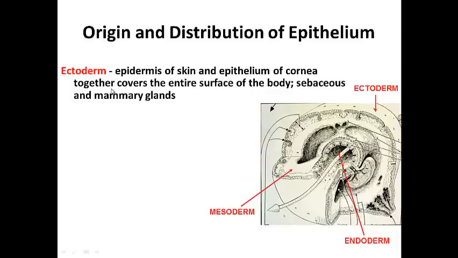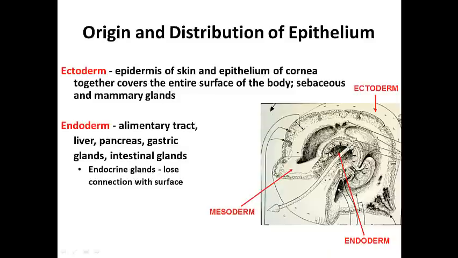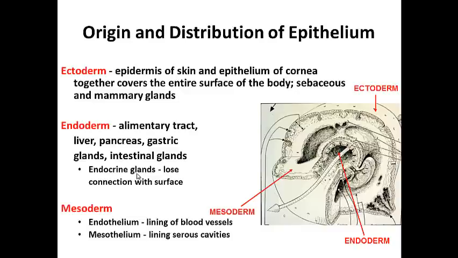The ectoderm gives rise to the skin, cornea, salivary glands, mammary glands. The endoderm on the inside gives rise to the GI tract, pancreas, liver, lungs, and also endocrine glands. Endocrine glands lose their connections to the surface, and they become just secretions right into the connective tissue. Also the mesoderm. The mesoderm in the middle is important, and the epithelium in those locations has a special name.